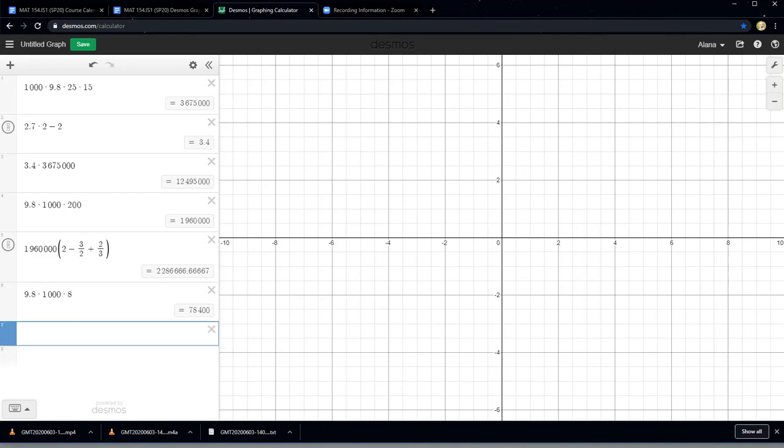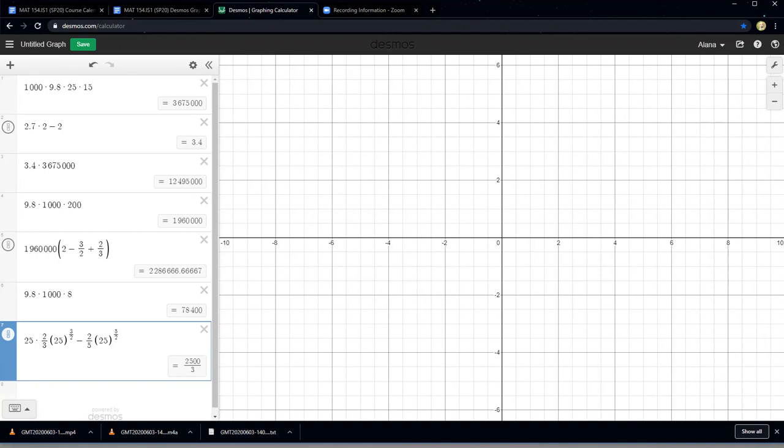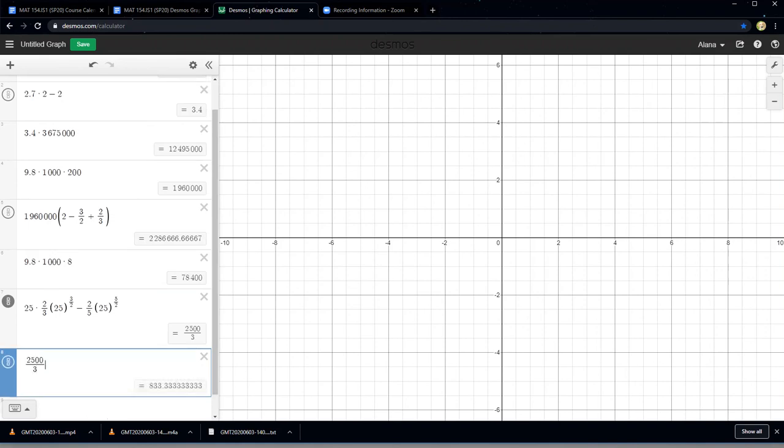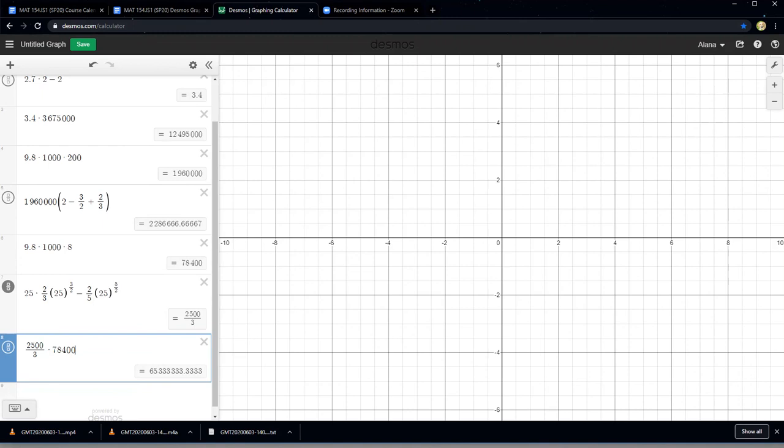So let's see, 25 times 2/3, or 25 to the 3/2 minus 2/5 times 25 to the 5/2. And that's 833.3, or 2,500 over 3. So 2,500 over 3, times it by 78,400. We'll get that huge number.